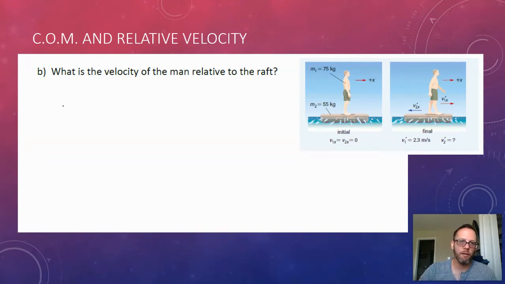So let's set up our chain of subscripts, where we want to find the velocity of the man with respect to the raft. So we need the velocity of the man with respect to the water plus the velocity of the water with respect to the raft. Now we have those things, right? Well, we have the velocity of the man with respect to the water. It was given in the question, right?